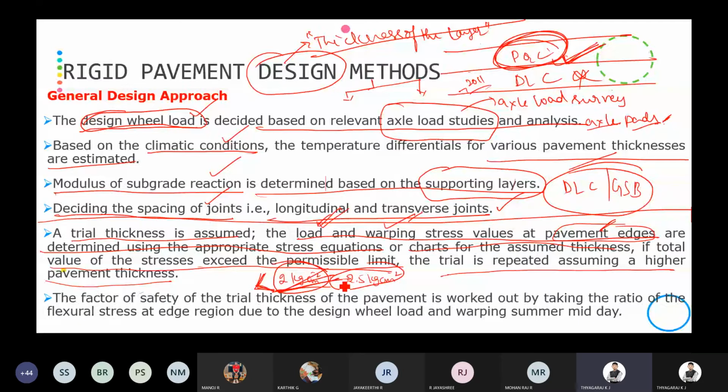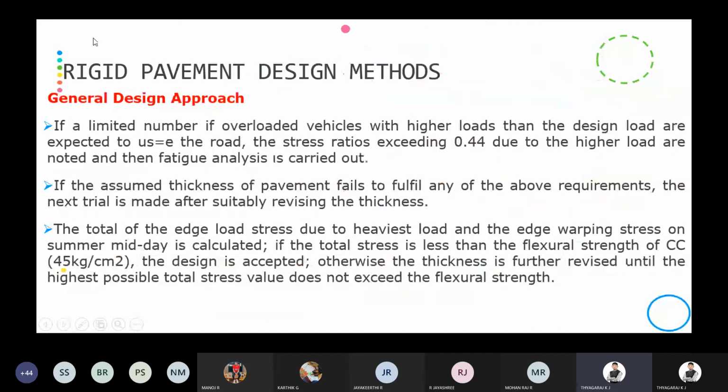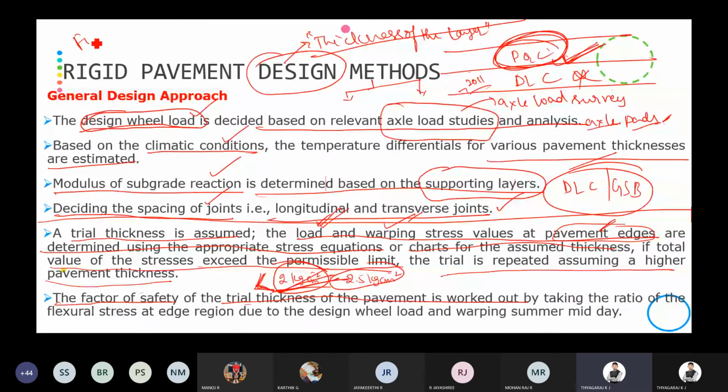Then the factor of safety of the trial thickness of the pavement is worked out by taking the ratio of flexural stress at the edge region due to wheel load to the warping stress. So we are going to determine the factor of safety as edge stress divided by warping stress. You determine it for the given trial thickness, that is edge stress divided by the warping stress at mid summer day. Summer midday we are going to calculate and fix it.